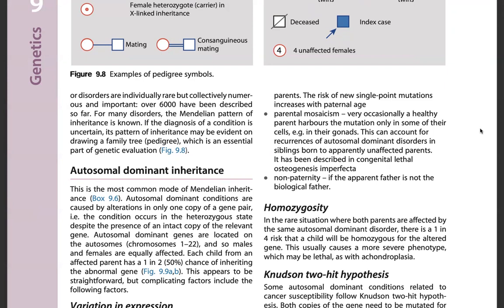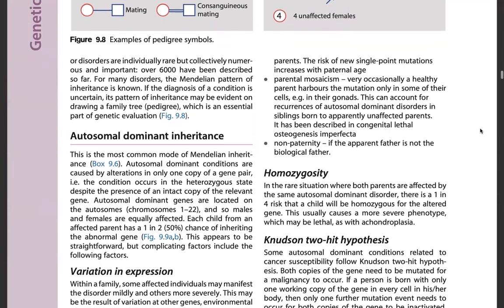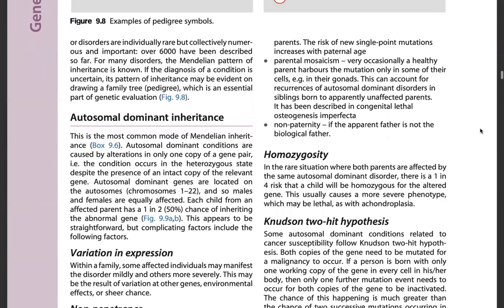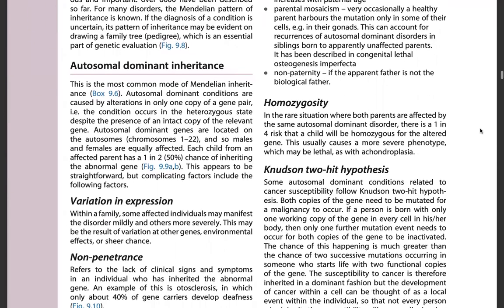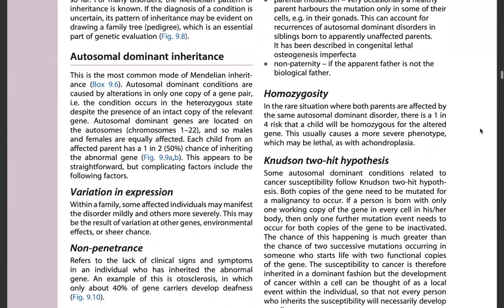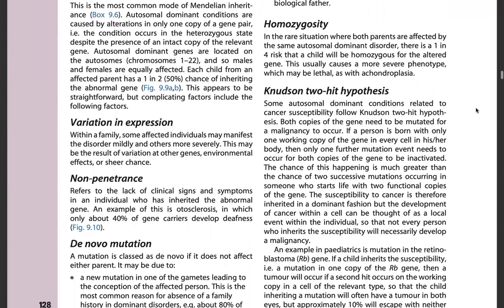This appears to be straightforward, but complicating factors include the following. Variation in expression: within a family, some affected individuals may manifest the disorder mildly and others more severely. This may be a result of variation at other genes, environmental effects, or sheer chance. Non-penetrance refers to a lack of clinical signs and symptoms in an individual who has inherited the abnormal gene. An example of this is otosclerosis, in which only about 40% of gene carriers develop deafness, as we show in the figure ahead.